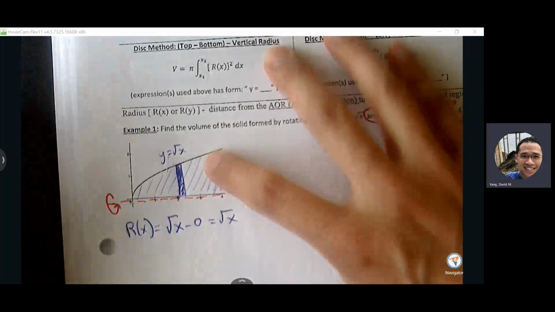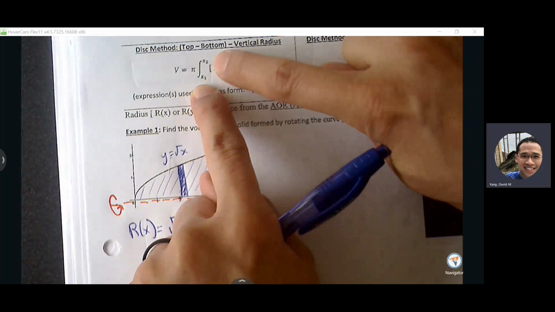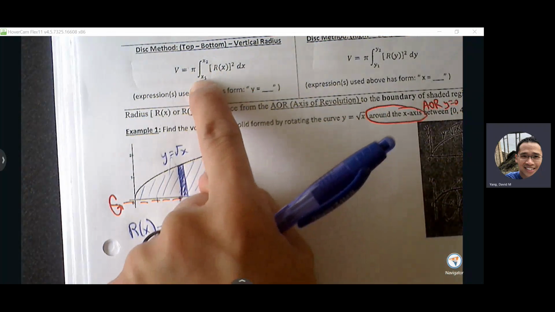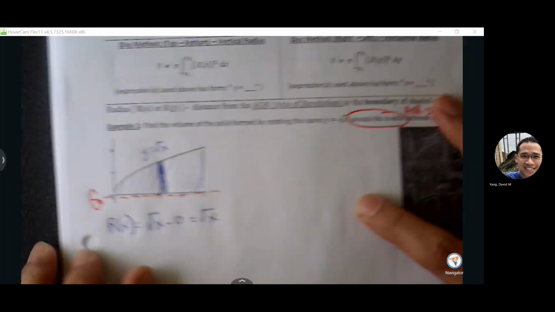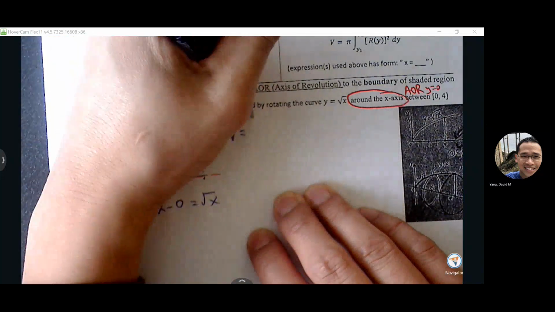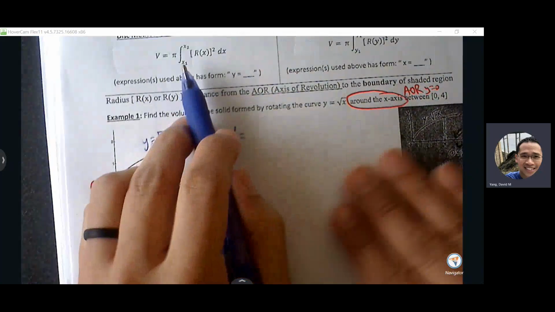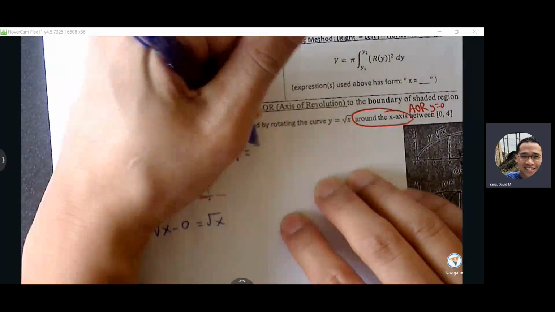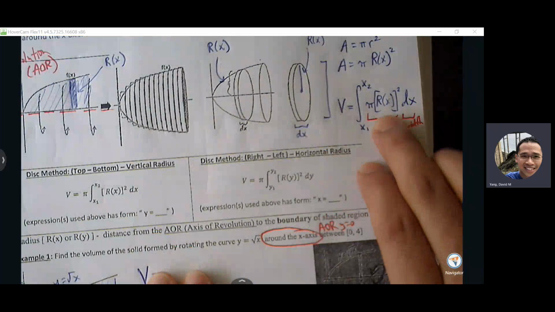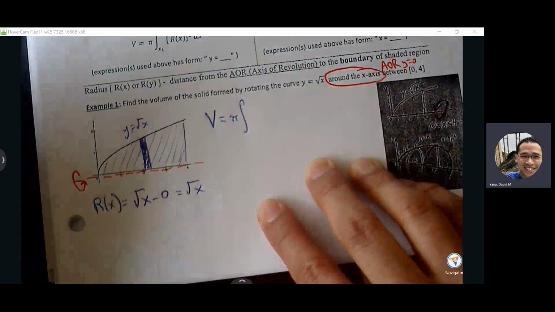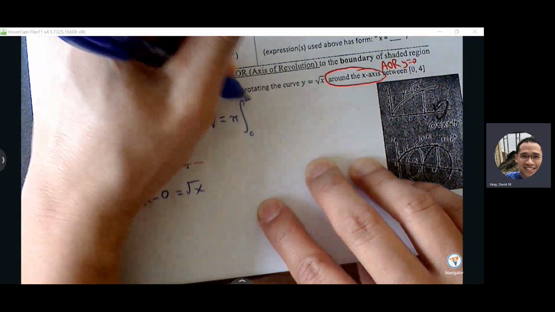So if we're doing top minus bottom, everything that we see is going to be visually easy because everything's in terms of x. Our bounds are from where to where? 0 to 4, yep. Now, we like to put the pi out in front because it technically is a coefficient. Even though it's pi r squared, I'm going to push that pi out in front. It's just a number. So, definite integral from 0 to 4.